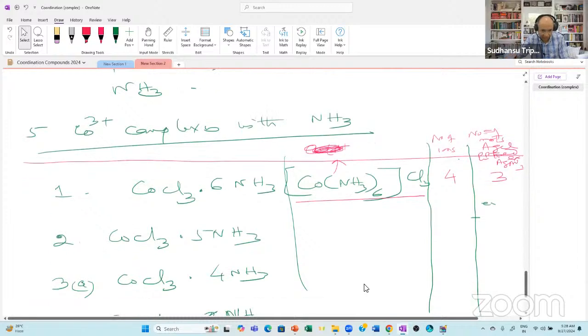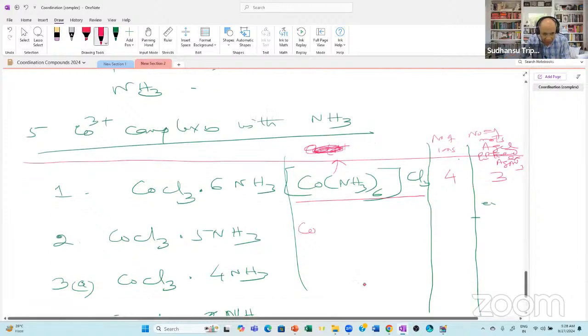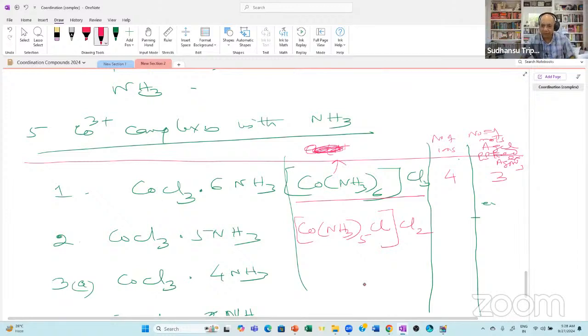Now, he prepared with 5 moles of ammonia a compound whose formula later on he found that 1 chlorine as chloride ion is bonded to cobalt 3 plus with covalent bond, and 2 chloride ions are swimming like fish outside the coordination sphere. What is the total number of ions and how many maximum moles of silver chloride precipitated from 1 mole of such a complex?